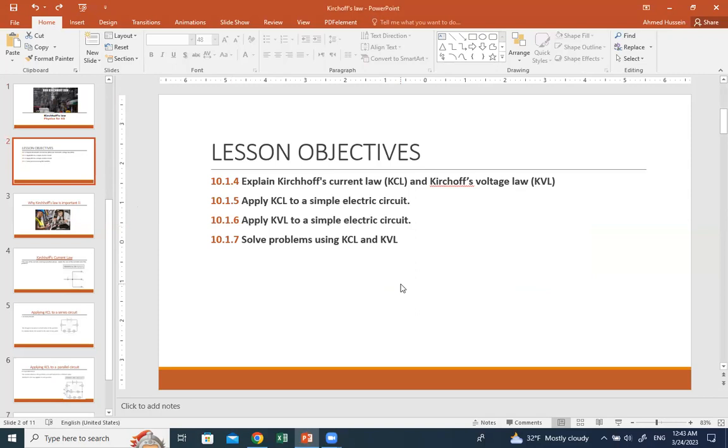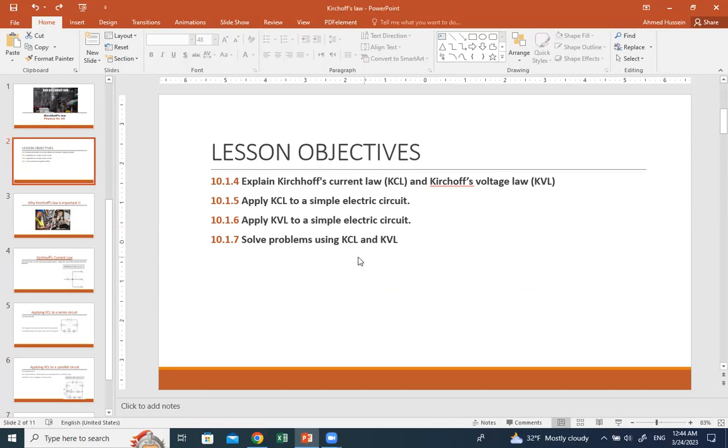Objectives of this lesson: to explain Kirchhoff's law for current and Kirchhoff's law for voltage, and apply both laws, the first and second law, or the current and voltage law, to simple electric circuits, and solve problems using both formulas or both techniques.